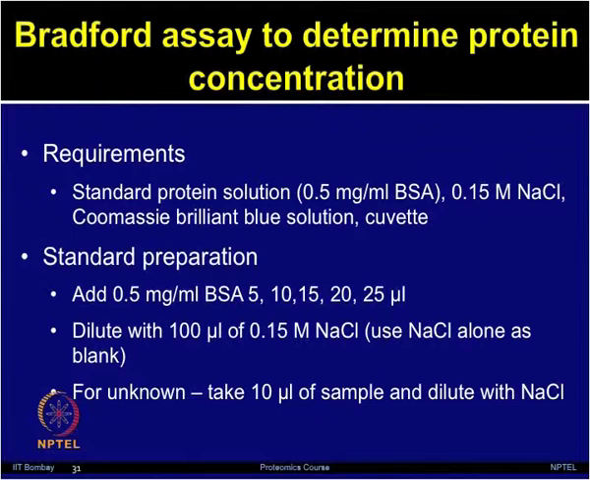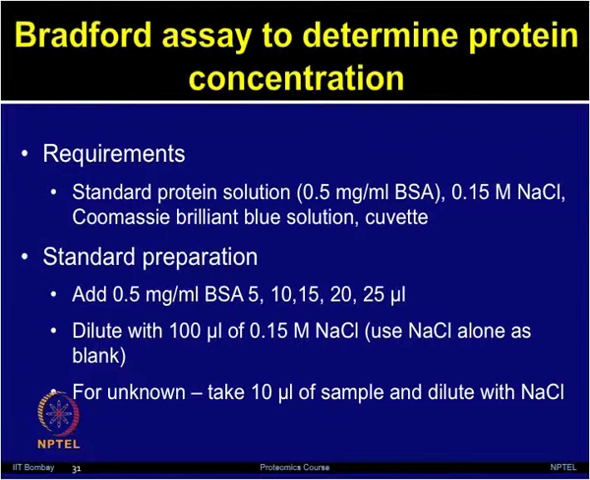So, for the standard preparation, you can take BSA and add different concentrations of this: 5, 10, 15, 20, 25 microliters, or you can go even more in the standard preparation series. Then dilute the sample with 0.15 molar sodium chloride, and make the total volume 100 microliters. One sample where there is no protein can be used as the blank, to auto zero the value in the spectrophotometer, and then further you can measure your samples.